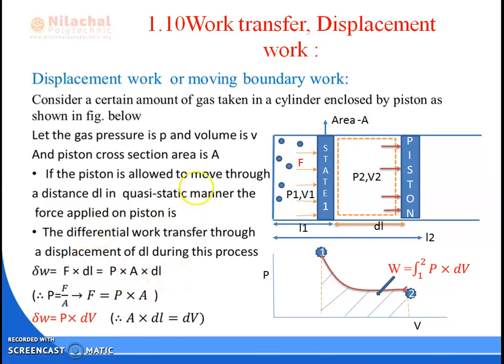So area into change in length will give you the volume. A into L gives the volume, so area into dl is the change in volume, dV. So in place of A dl, I can write dV. So δW is equal to, it is an inexact differential, so we write δW, not dW. δW is equal to P into dV. Clear?